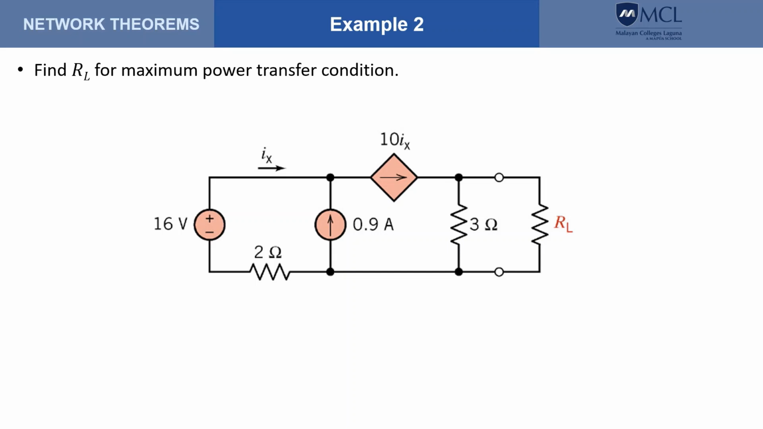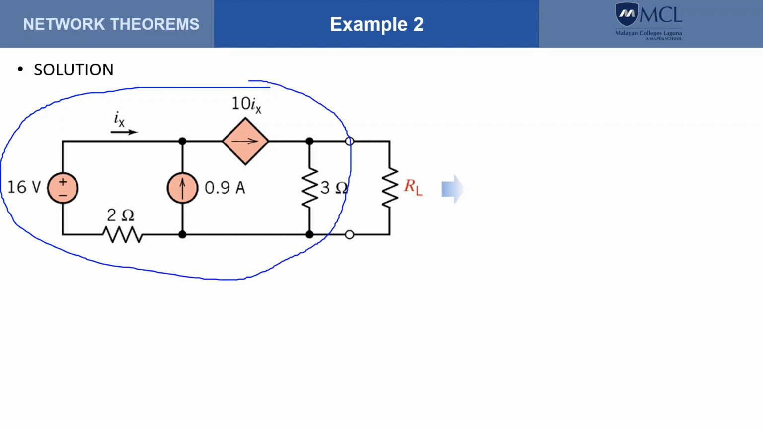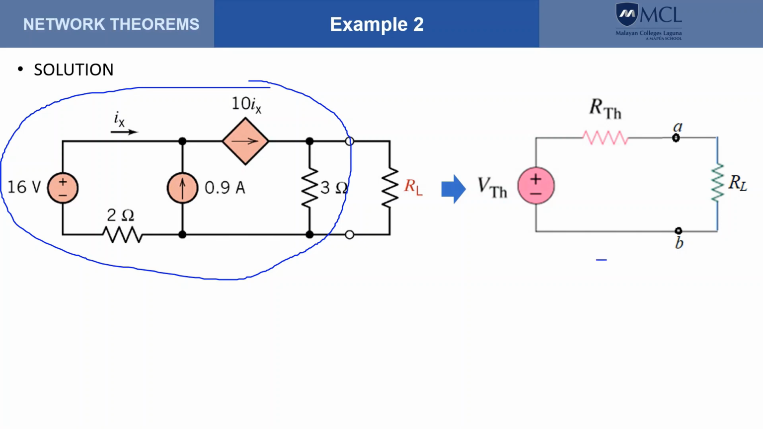For this example, we're just asked to determine what is R sub L for maximum power transfer. To do this, we again determine the Thevenin's equivalent of this one in order to come up with the circuit. Take note that we're only asked for R sub L, so that means that all we need to do is find RTH. We don't need to really find VTH.